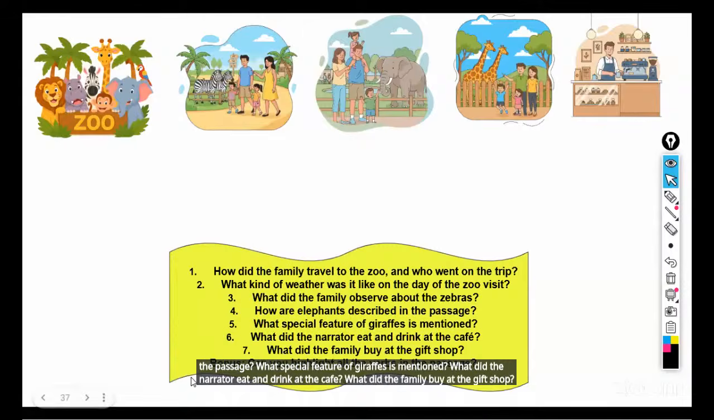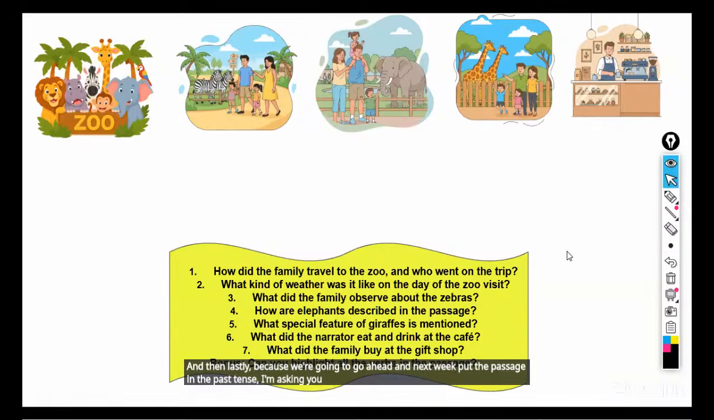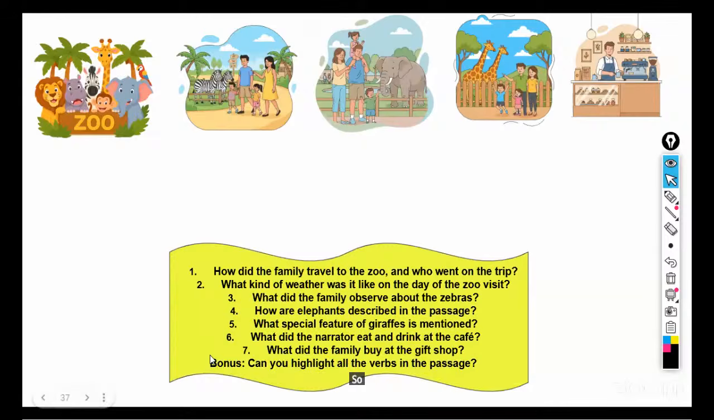And then lastly, because next week we're going to put the passage into past tense, I'm asking you to find the verbs in the passage, right? That's not a write-down question. That's a let's-look-together question. Okay, we want to spend not more than 20 minutes on this. So if we don't finish your questions, you will finish them with the rest of your homework, right?